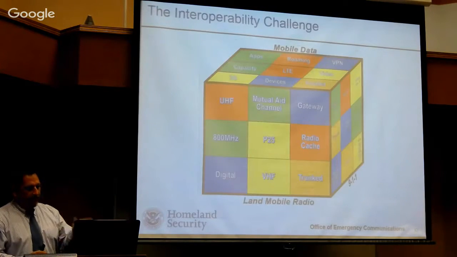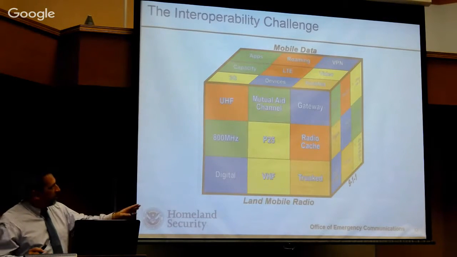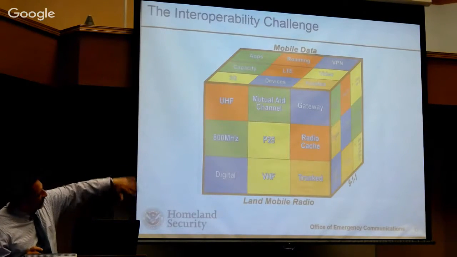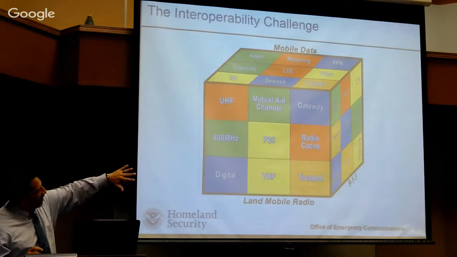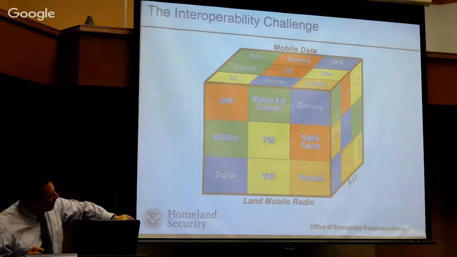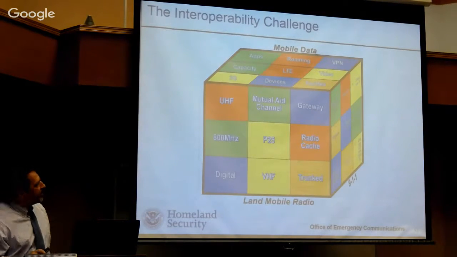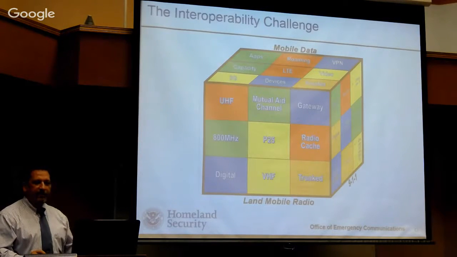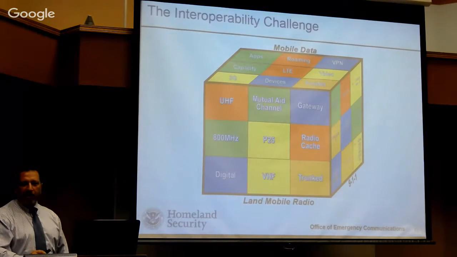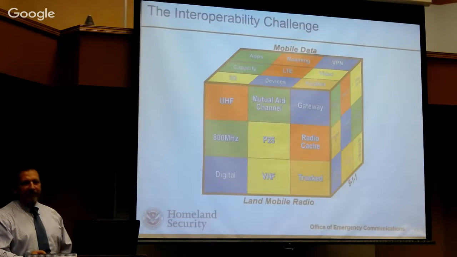And then we use this Rubik's Cube graphic. You see land mobile radio, and that front piece is all the issues related to land mobile radio. On the top is mobile data and all the issues you have to deal with there. And then the right side is 911. That's OEC's focus. So all of these different issues with standards, priority, and SOPs and things like that. Any comments on this? Does it make sense?